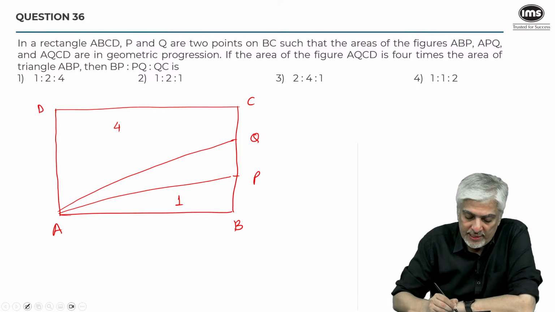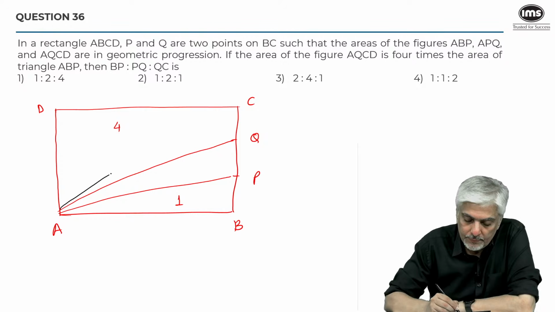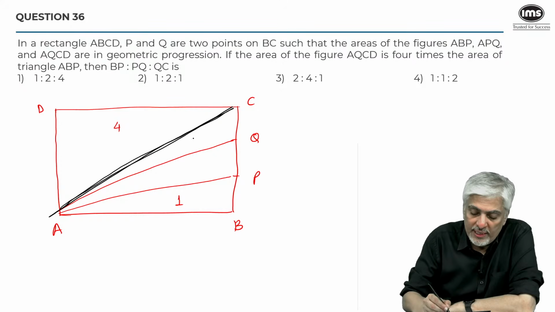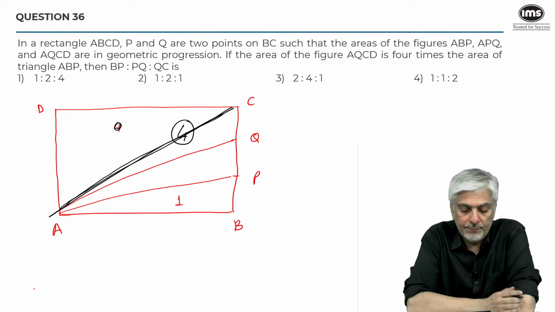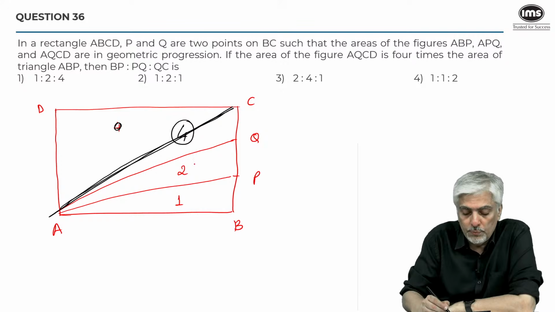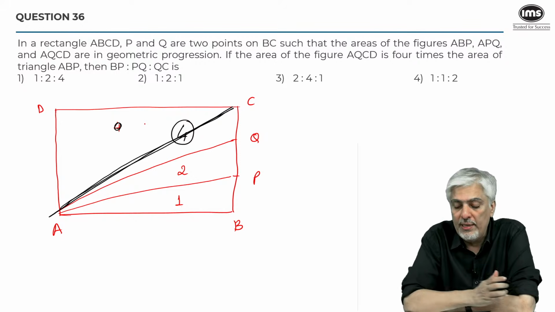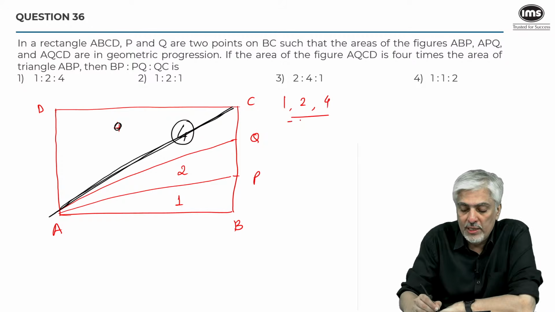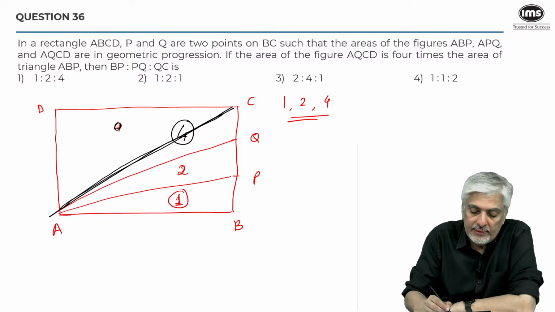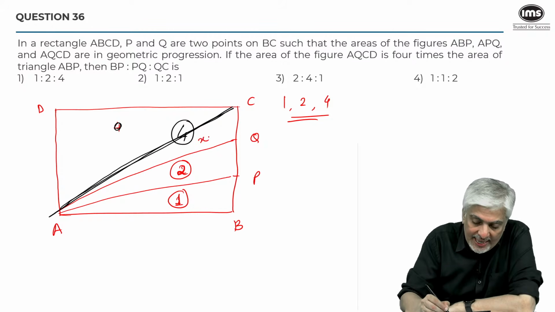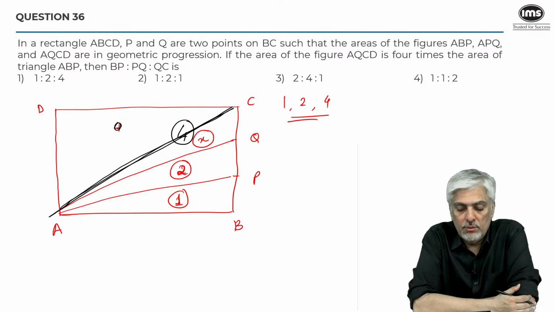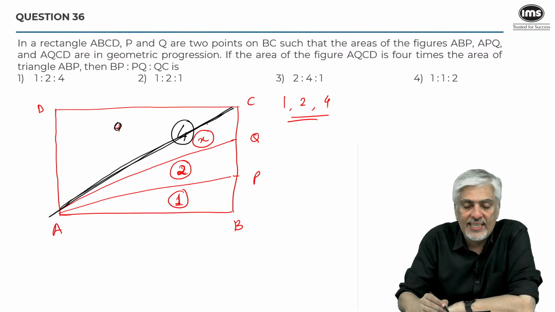Just drawing AC for understanding. 4 is everything. 4 is including both of these. So this much is 4. Now pay attention everybody carefully. If this is 1, this will be 2 because 1, 2 and 4 will be in GP. So if this area is 1, this area is 2 and this full area is 4. Let's call this much area as X. Which area? ACQ I'm calling as X.